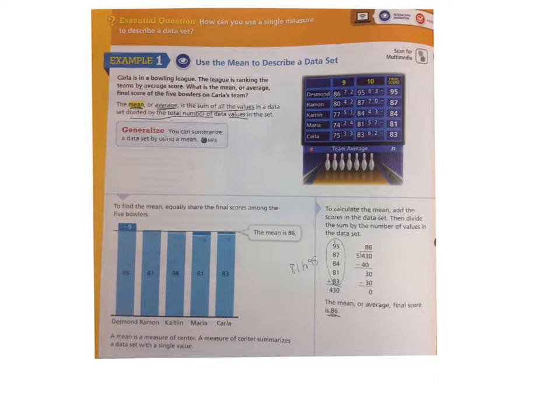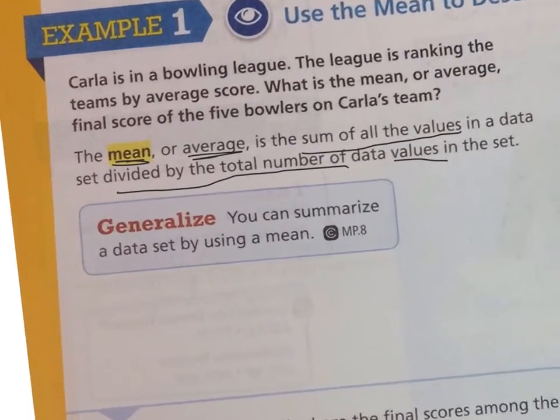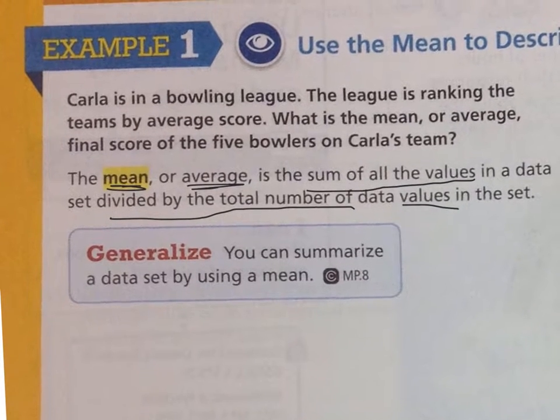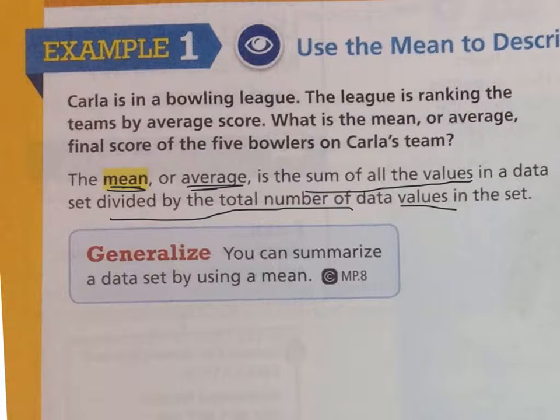So look at example 1. We're going to talk about mean. Carla's in a bowling league. The league is ranking the teams by average score. What is the mean or average final score of the 5 bowlers on Carla's team? So when you see the word average, average generally refers to the mean, is what they're wanting us to find. So the mean or average, we take the sum of all the values and then divide by the total number of values that there are.